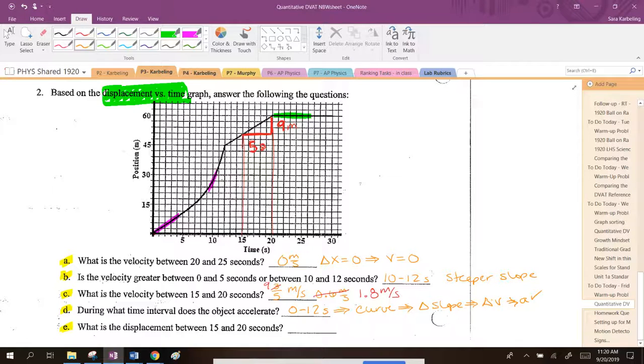And then finally, I'm going to come right here. Letter E. What is the displacement between 15 and 20 seconds? 9 meters. Where'd you get that from?